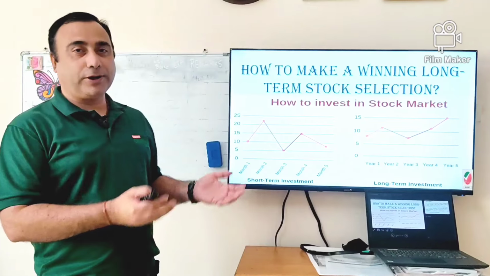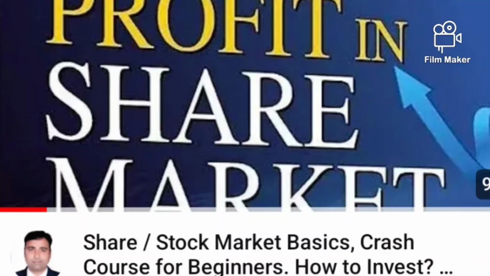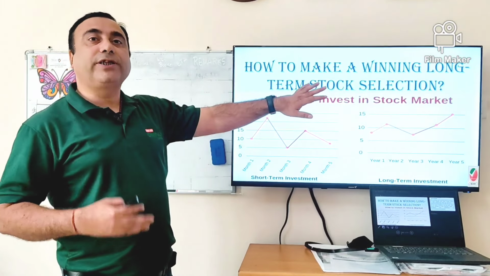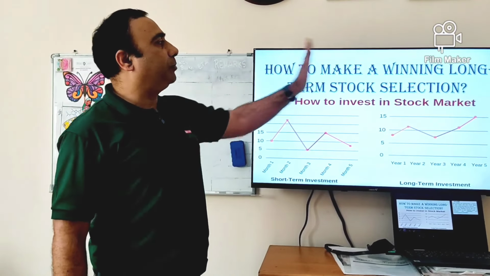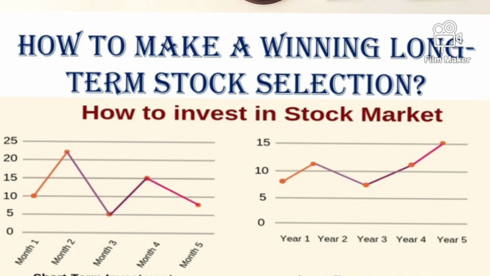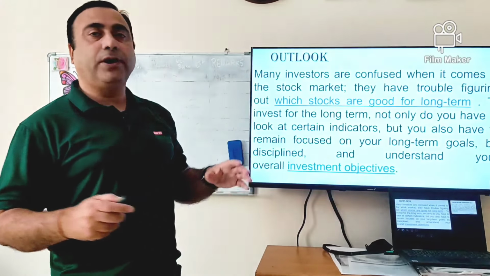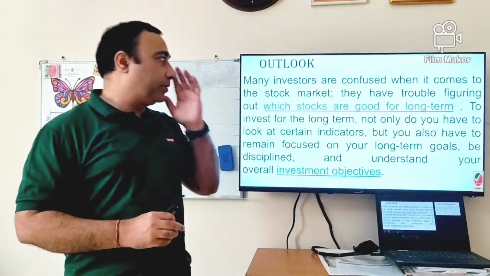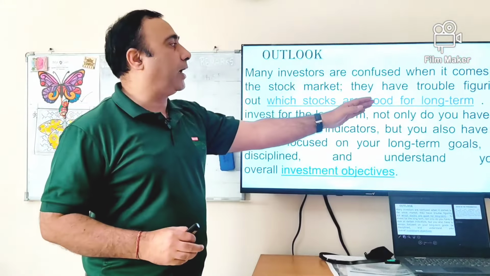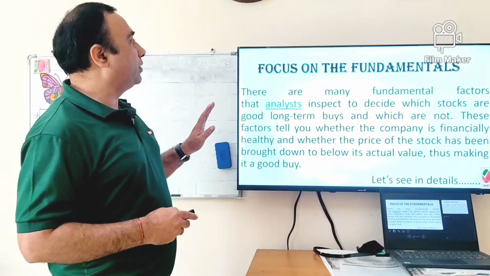Today I have brought up the topic following up the previous video. The previous video was how to enter into the share market. Now this topic is how to select a stock for the long term. This is what I am saying, how to make a winning long term stock selection. When I am talking about long term, that means from 1 year to 5 years. In this period, which stocks are good for the long term, that is what I am going to describe in this video.